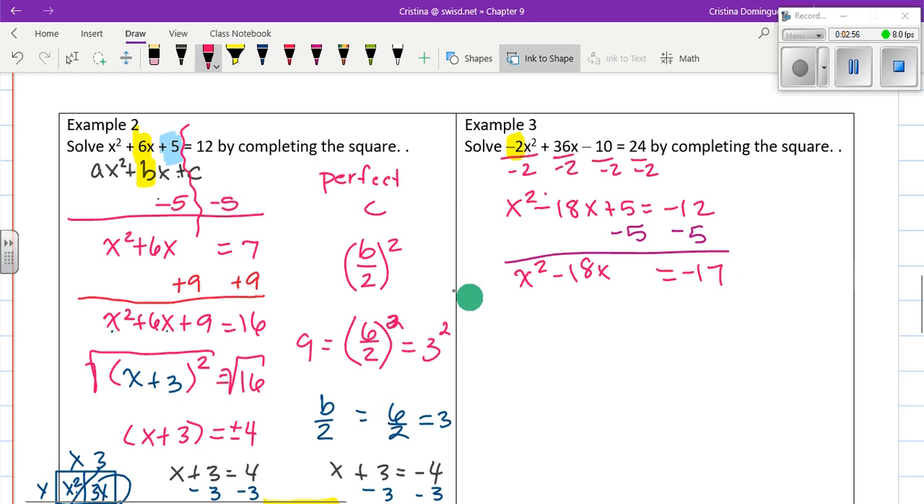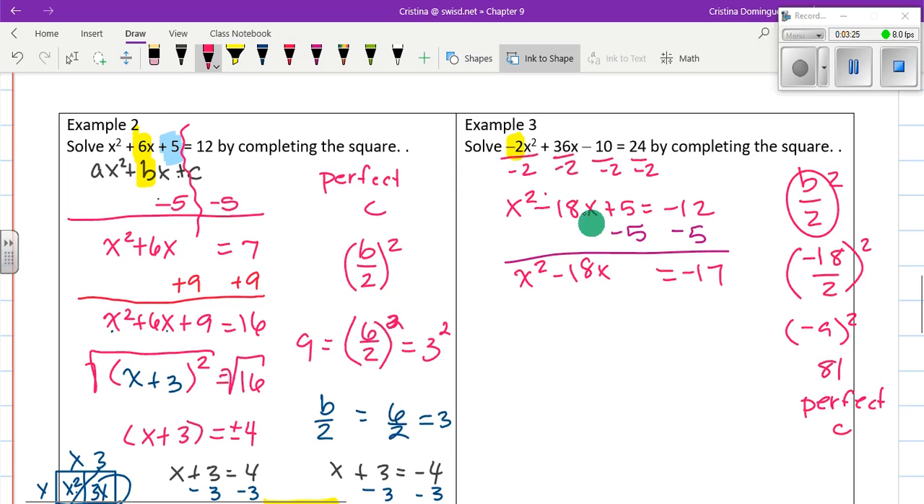So we've got to use our formula for the perfect C by taking half of b and then squaring it, right? So b has a value of negative 18. Don't forget the negative. And then we divide that by 2, which is negative 9. And then we square that. Negative 9 times negative 9 is 81. That's our perfect C.